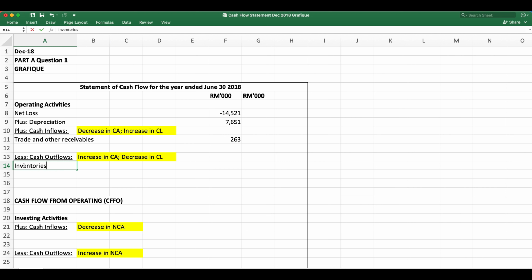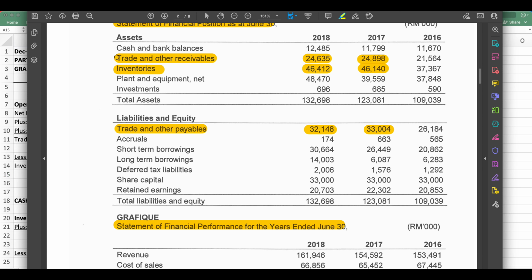Okay, inventories, outflow increased by 272,000. The company buys more inventories, so that's why it is an outflow. Okay, next, go back to the question. Okay, there is no more current asset. The plant and equipment is the non-current asset or fixed asset. So we go to the liability side.